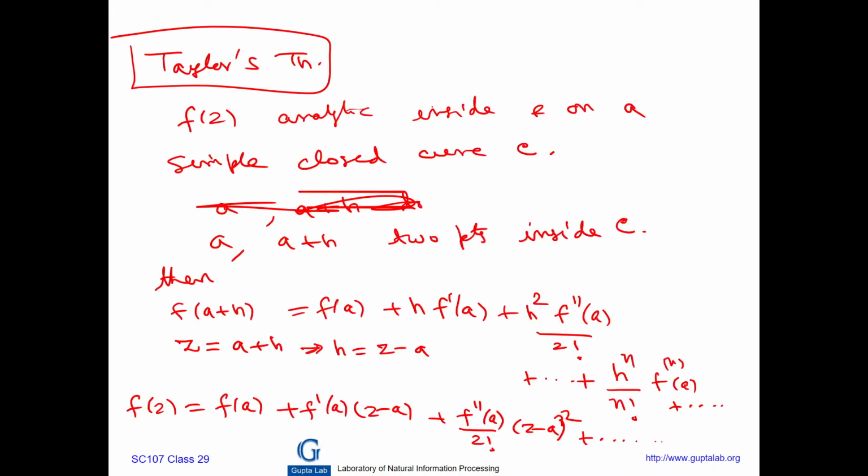By the way, one more thing. For A is equal to 0, it is known as Maclaurin series, right? And the radius of convergence of this series is mod of z minus A less than R, where capital R is the radius of convergence.